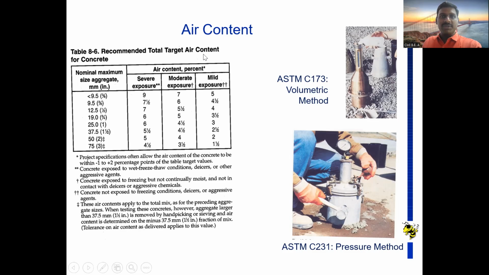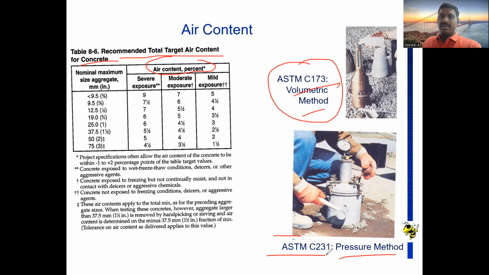In the IS code, they have given the recommended total target air content for the concrete. So the air content in percentage is what we are measuring. There are three methods for calculation of air content: the volumetric method, then the pressure method, and one more method as per ASTM, American Society for Testing and Materials.